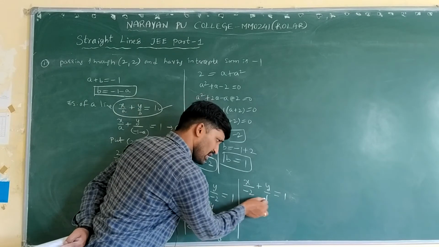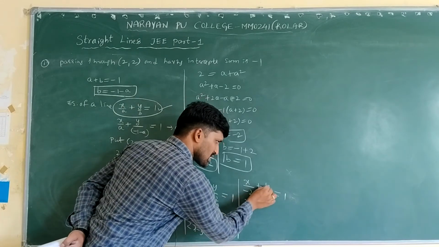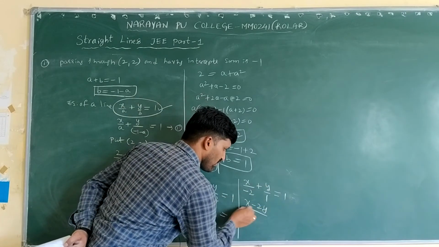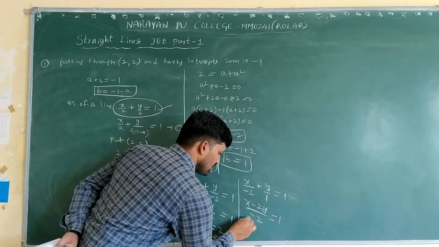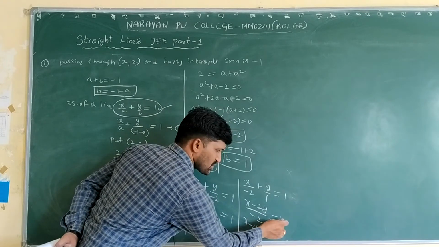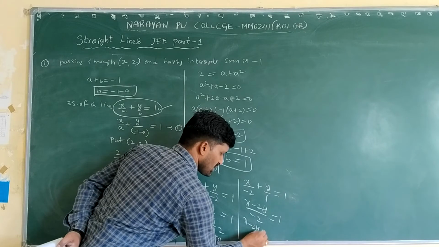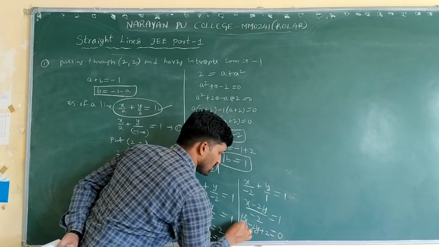Now take the LCM, minus 2 only. X, minus 2 will multiply here. Minus 2y by minus 2 equal to 1. That is x minus 2y, and the minus 2 will go to the right side. The same on the left side, what will we get? Plus 2 equal to 0.